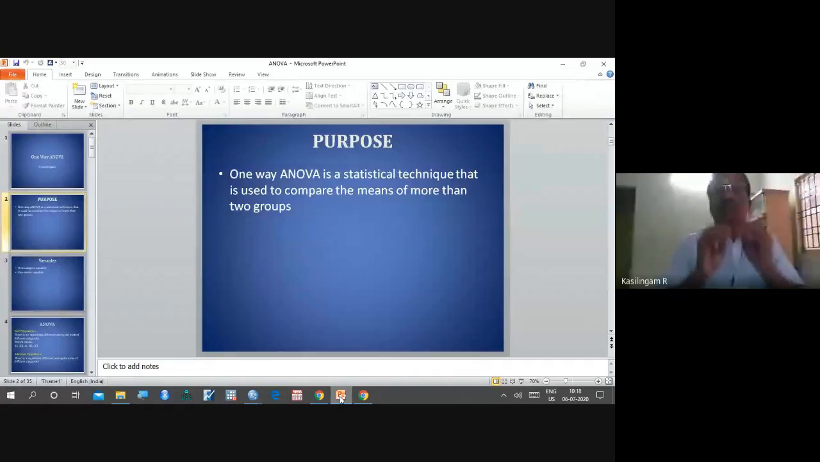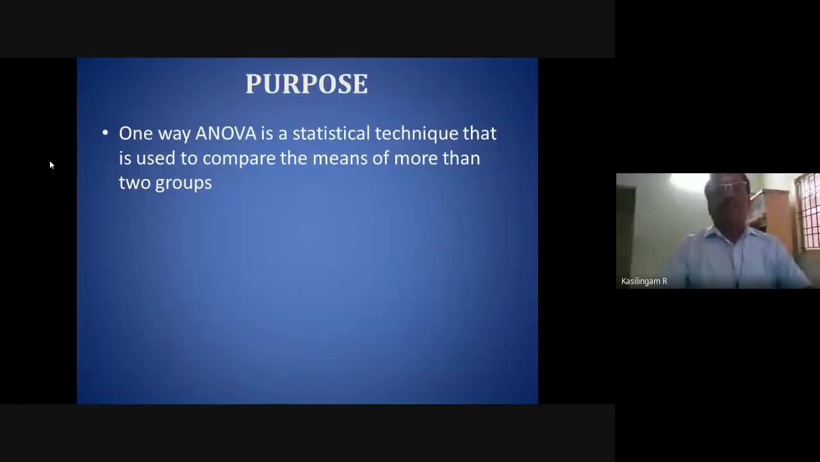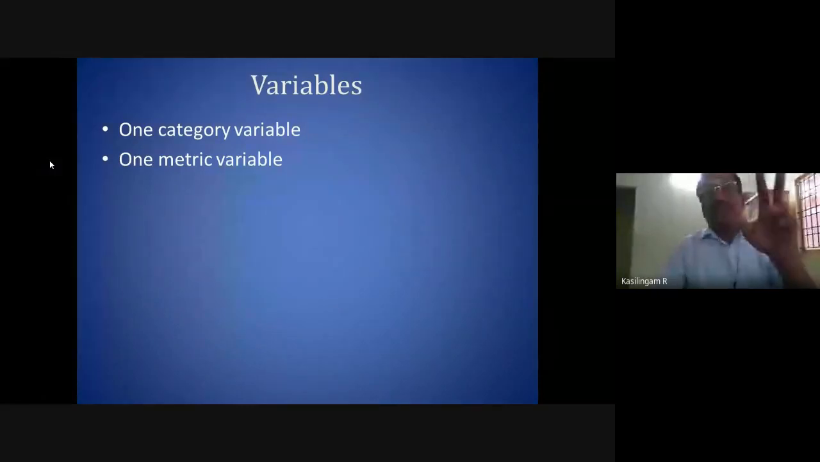ANOVA is used to compare means of 3 and more groups. Okay. Now we will go to this situation. You will understand. Right. So now the purpose is to compare the means of 3 and more groups. Then we are taking 2 variables. One variable is a category, another variable is metric. Okay.